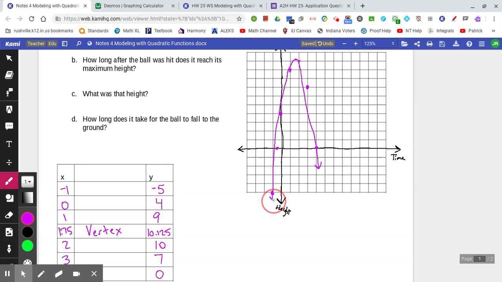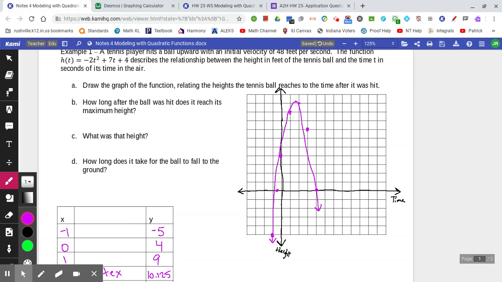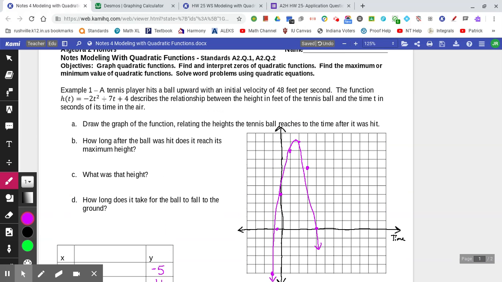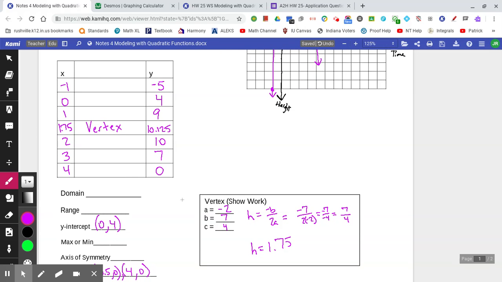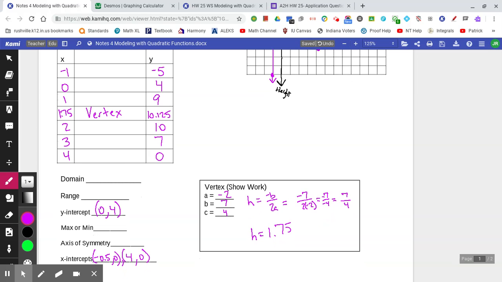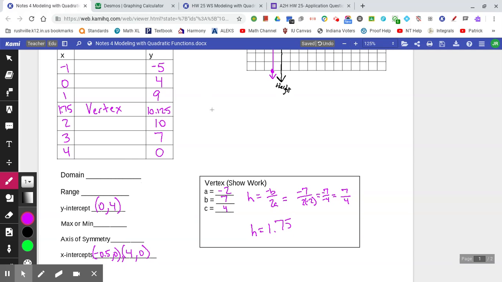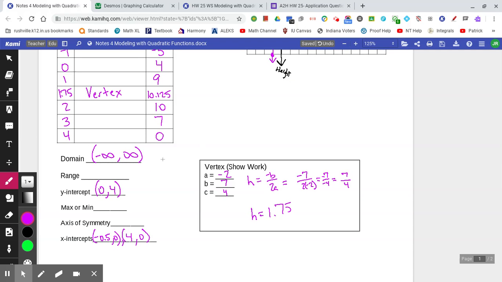Now, not all of these points make sense because it's an application problem. This graph is modeling this function. This function does have a domain and a range, but not all of it pertains to our situation. So we're going to do our domain and range off of what the domain and range of the graph is. As I've told you before, for the domain, you can go as far left and as far right as possible. There is no limit. So that's all real numbers, or in interval notation, negative infinity to positive infinity.